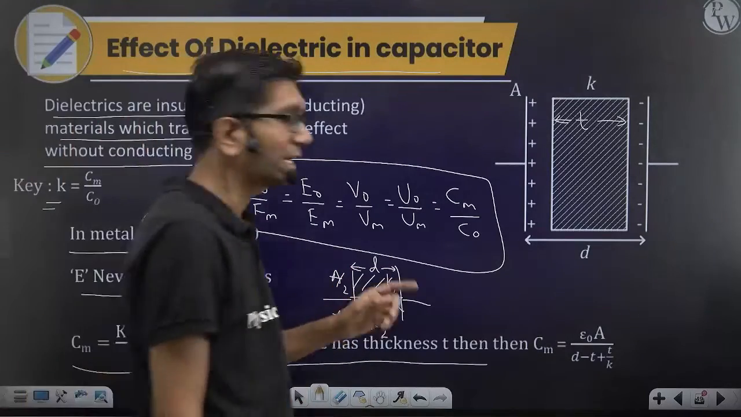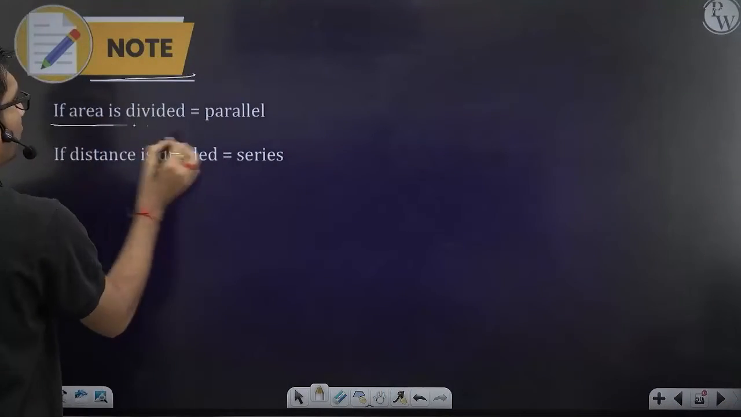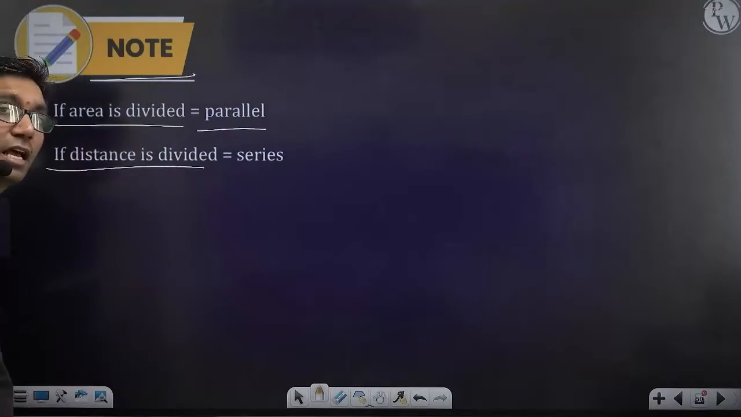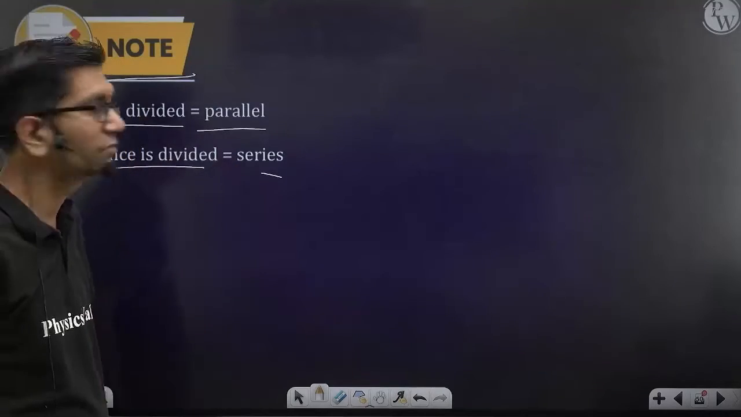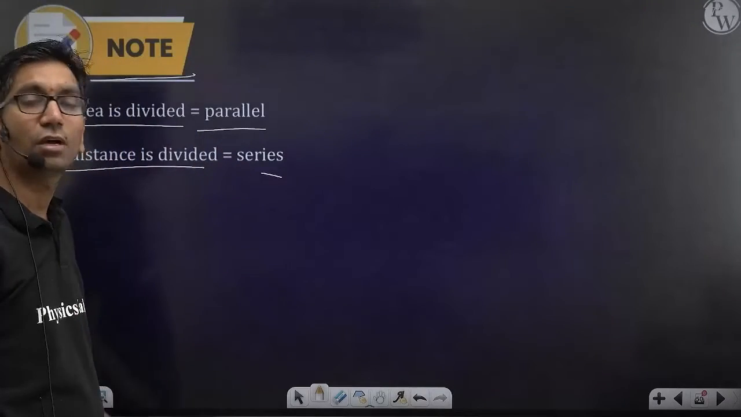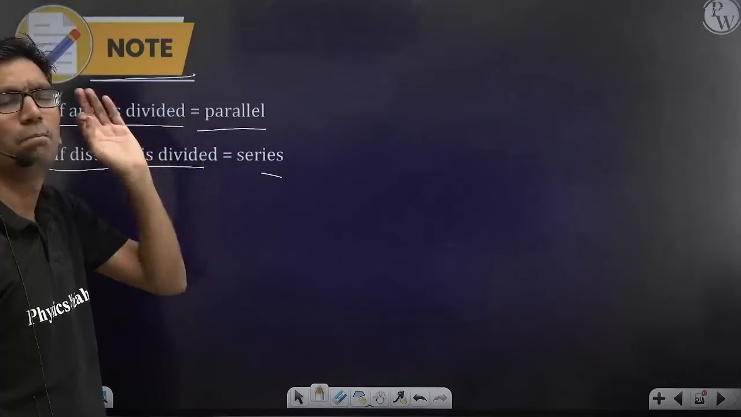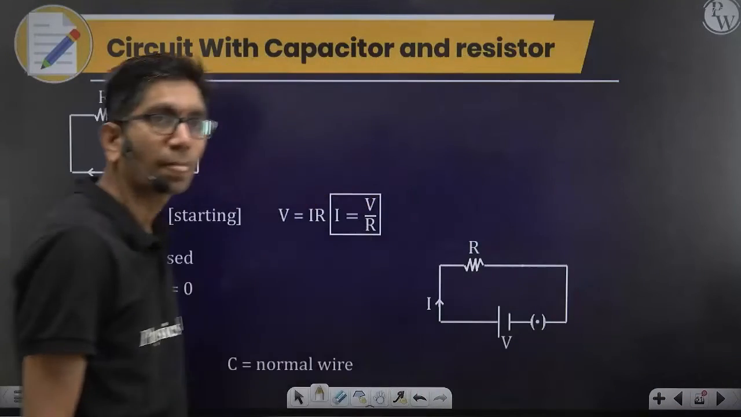To solve this type of question, use this: if the area is divided, they are connected in parallel. If the distance is divided, they are connected in series, beta. Remember this one. Without this, you are unable to solve the numerical quickly. You can solve it otherwise, but it takes a lot of time. But this is the best evergreen trick for you. Is it clear? Right, beta.